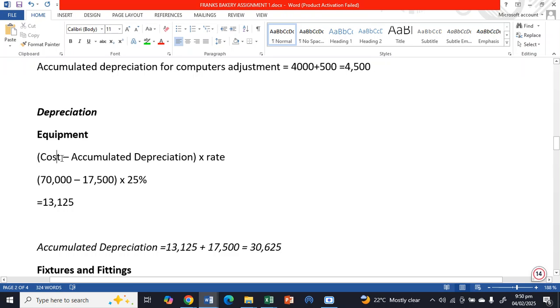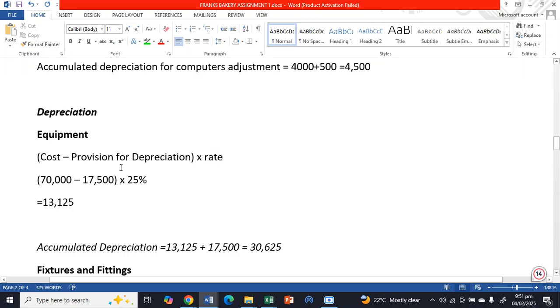Cost value, or the value of the asset minus accumulated depreciation. So in this assignment, since they're using provision for depreciation, let me not confuse people. They're the same term: provision for depreciation, accumulated depreciation, same thing. Minus provision for depreciation times the rate.